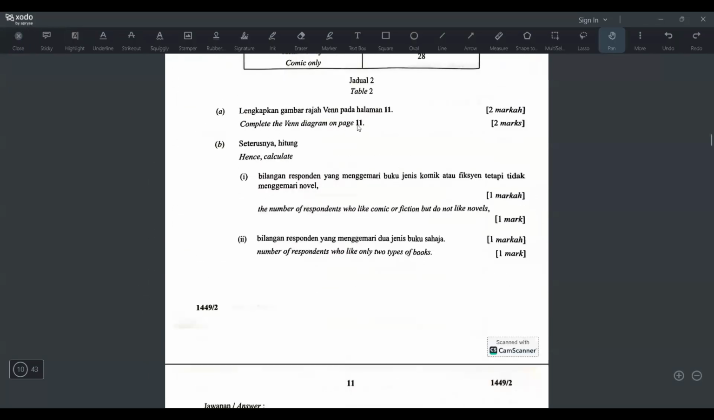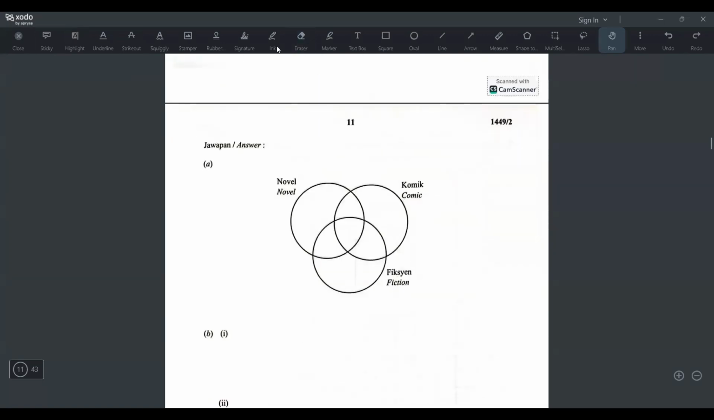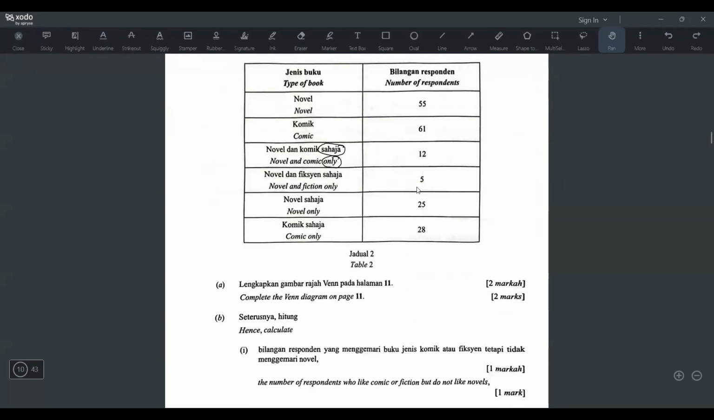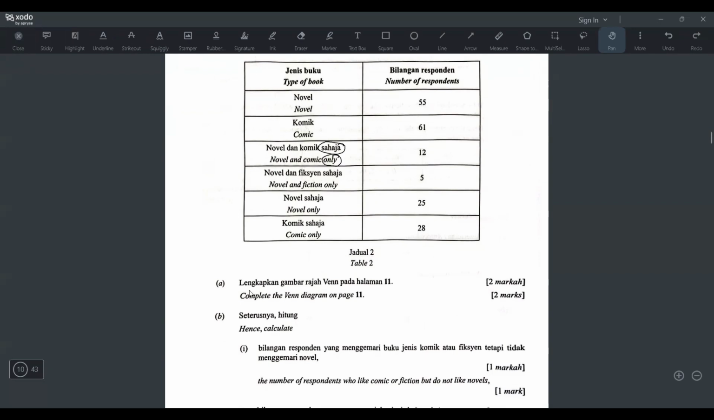So A, they say complete the diagram on page 11, right? So this is page 11. The total they say is how much? Is 100, right? So it means here plus here plus here plus here plus here plus here plus here equals 100. All these regions add together is 100. But sir, why do all these numbers add together not equal 100? It is because the sum of these numbers includes the overlap region.